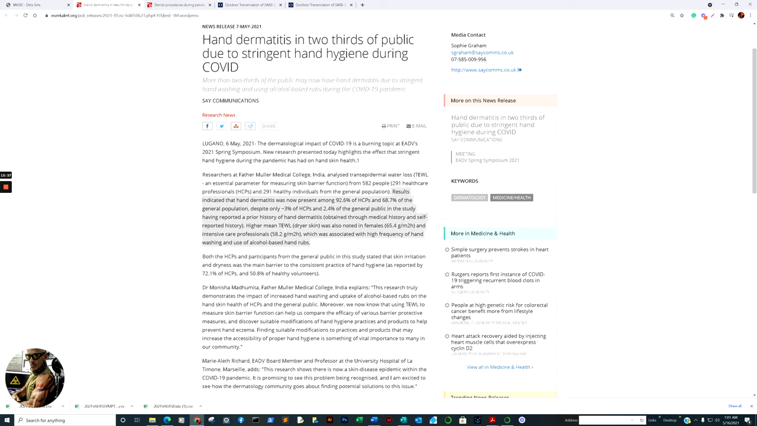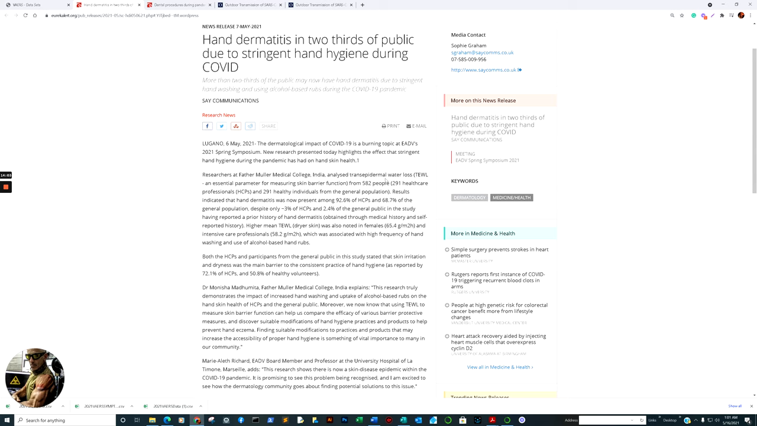The higher mean TEWL, drier skin, was noted in females and intensive care professionals. It was associated with a higher frequency of hand washing and alcohol-based hand rubs. Both healthcare providers and the general public in the study said that skin irritation and dryness was the main barrier to consistent practice of hand hygiene. They have hand dermatitis, and they ended this way.